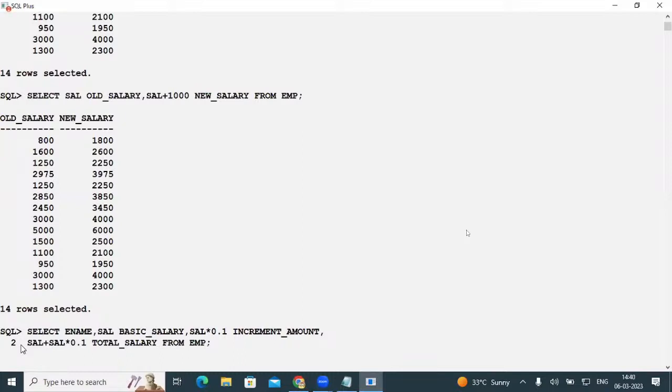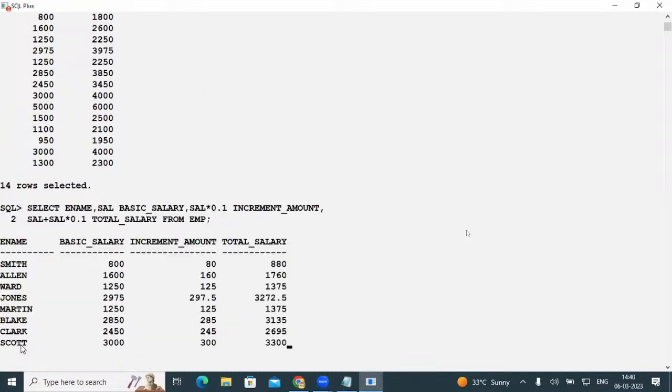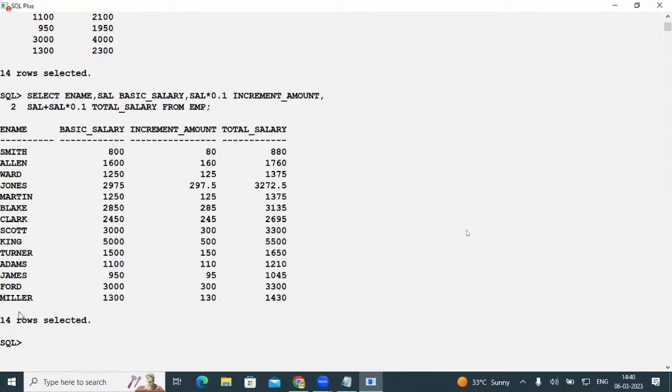And here I'm not using a where clause condition, so that's why it will show all people's information. So now here the employee Smith, his basic amount is 800 rupees. Increment amount is 80 rupees. Total amount is 880. In the same pattern, Jones, his basic salary 2975. After 10% increment it is 2975.50 paisa.